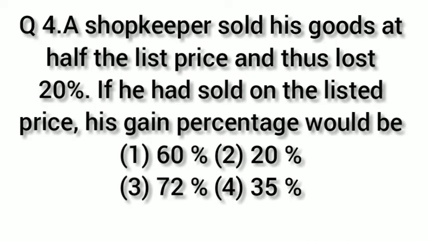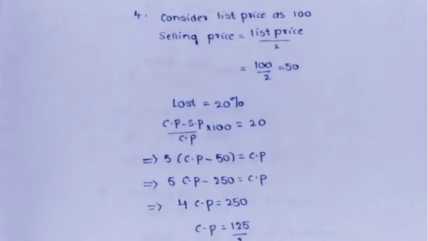That is, if the shopkeeper had sold the goods at the list price, what would his profit percentage be? The first thing is, let us find out the actual cost price. To know the actual cost price, I have treated the list price as 100, and it is told that he has sold the goods at half of the list price, that is, selling price is equal to list price divided by 2. Substituting the value, selling price is equal to 100 divided by 2, which is nothing but 50. So I have selling price as 50.